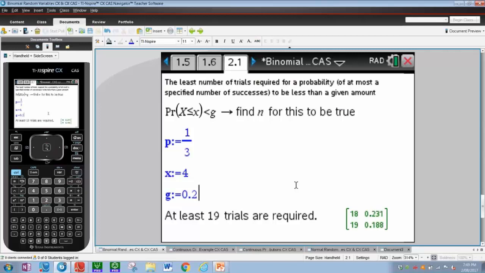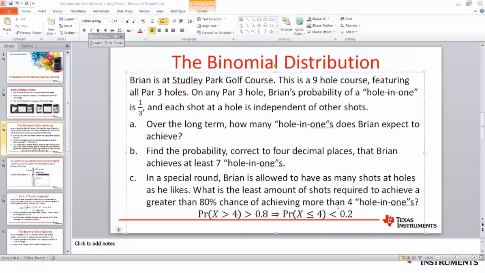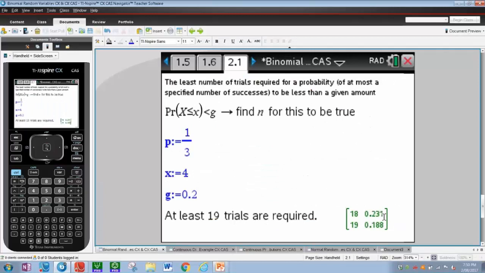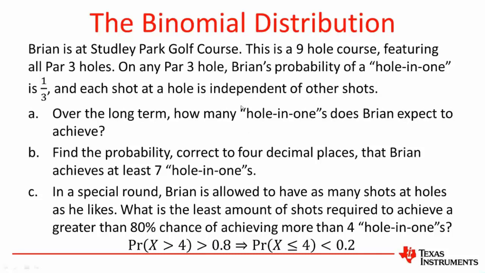There we go. And what I've also put in the file there is a little matrix that tells you that with 18 trials, the probability of getting at most 4 is 0.231, and at 19 it drops below 0.2. So that matrix actually shows you the stage at which the probability changes. So I think that's exactly right, yeah.